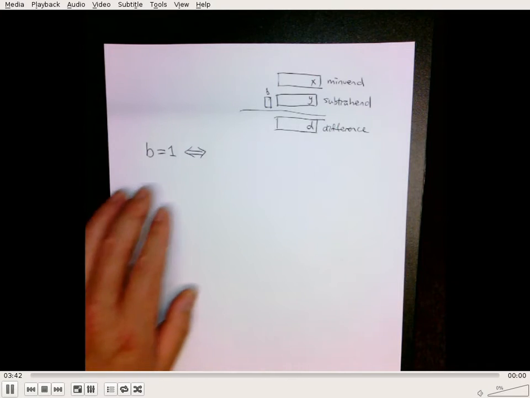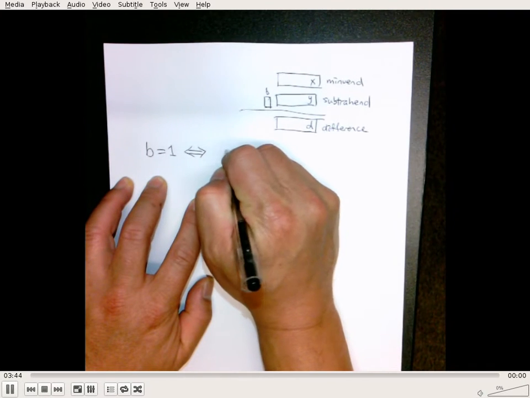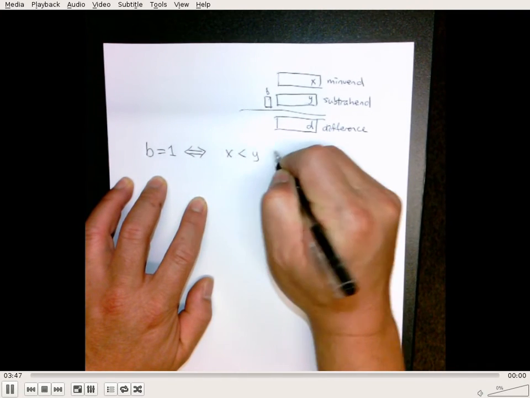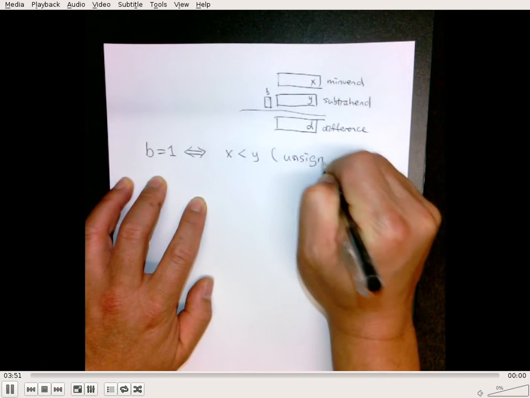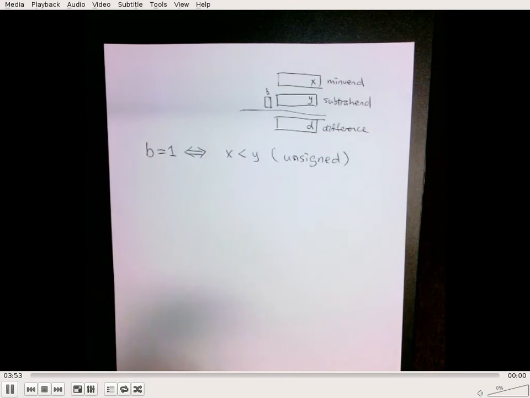If and only if x is less than y, and this is seeing x and y as unsigned values, or I can look at x and y as bit patterns representing only unsigned values. So for 4-bit numbers, x and y can both represent values from 0 all the way up to 15. Are we okay with this?